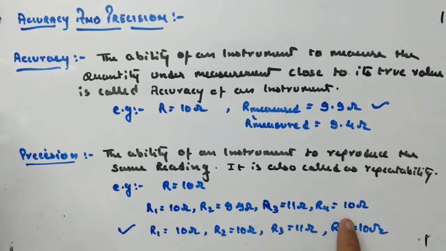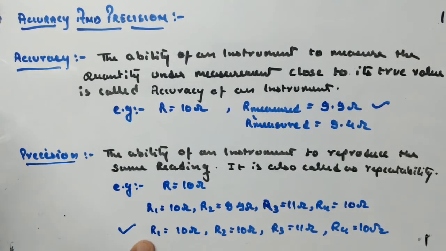Sorry, we took only 4 readings. Okay, then with the second instrument, you again took 4 readings of the same resistor, and it showed 10 ohm the first time, 10 ohm the second time, 11 ohm the third time, and 10 ohm the fourth time. So you can clearly see instrument 2 is far better at reproducing the results as compared to the first instrument, because it is producing 10 ohm 3 times, which is actually the true value of resistance.